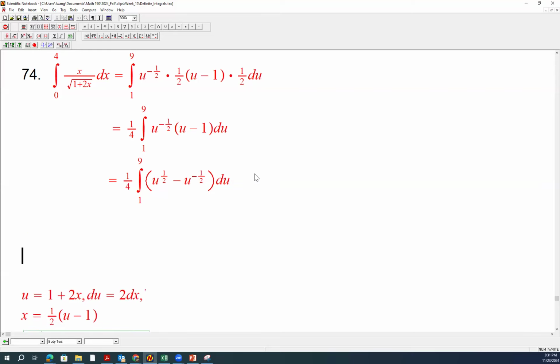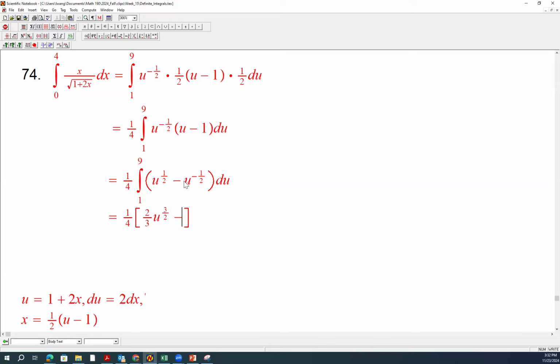All right, let's finish. It takes a little bit of patience because I know a lot of us don't like to deal with fractions, but we've done this many times, right? So I'm going to leave 1/4 outside. The antiderivative of u to the power half is 2/3 u raised to the power of 3/2. Minus, and the antiderivative of u to the power negative half is 2 times u raised to the power of half. Evaluate from the lower limit 1 to the upper limit 9. You can write it this way.